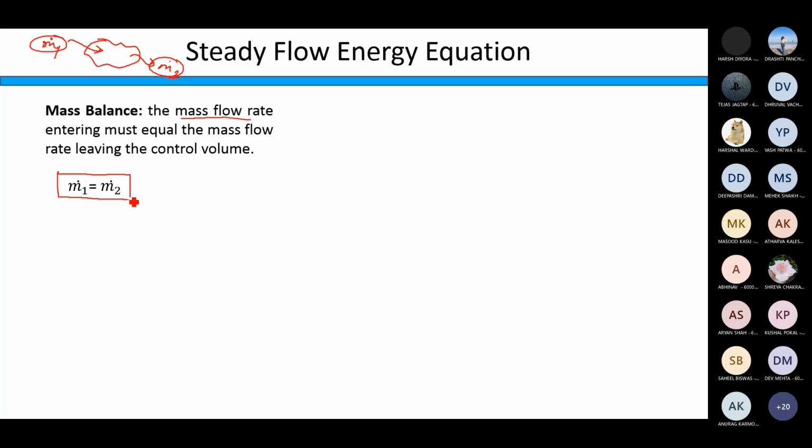Now what will happen if this mass is not balanced? Let us say 10 kg per second is entering from this end and 5 kg per second is going out. This is not balanced. What will happen over a period of time? There will be accumulation of mass within the control volume. Then it cannot be called a steady flow device in that case. Is it clear?